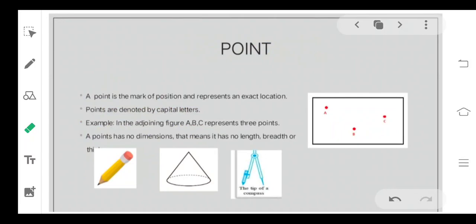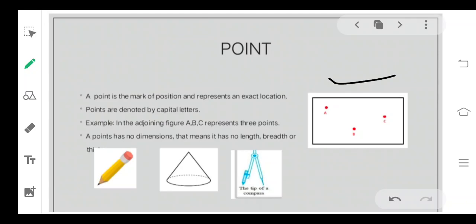A point is a mark of position and it represents an exact location. Points are denoted by capital letters. Example: in the adjoining figure, A, B, C represent 3 points. Students, you can see this in the figure. A point has no dimensions, that means it has no length, breadth or thickness.